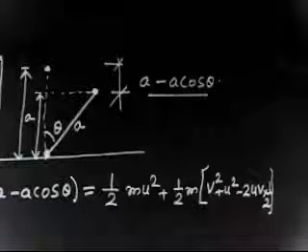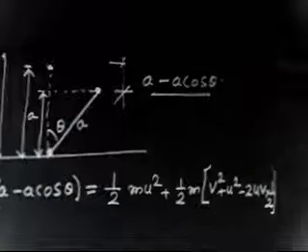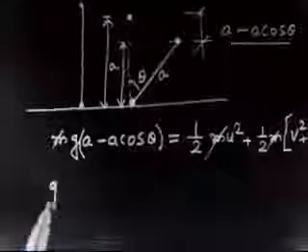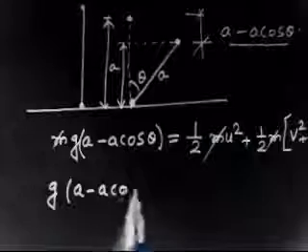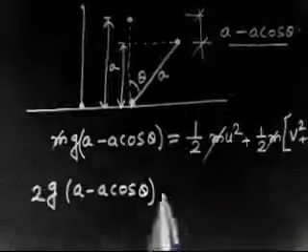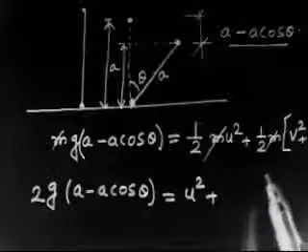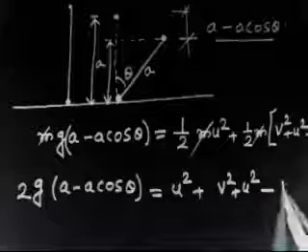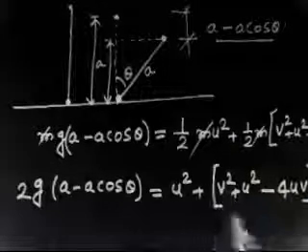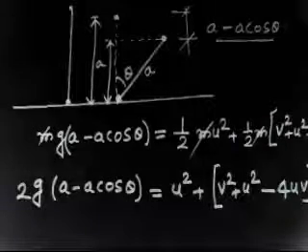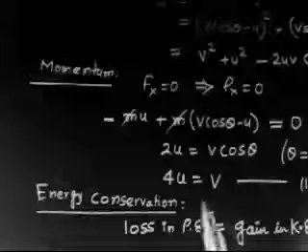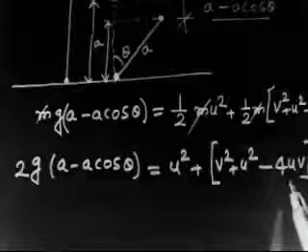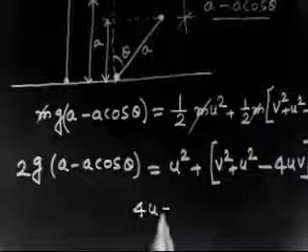Are you getting? So what you will have? m goes out throughout. So g into (A minus A cos theta), 2 multiplied this side, you will have u square plus v square plus u square minus 2 into 1/2, 2uv. Now I have to find u. So let us say you have one equation here, the relationship equation number 1, 4u is equal to v. So you can apply this one. So v is 4u.